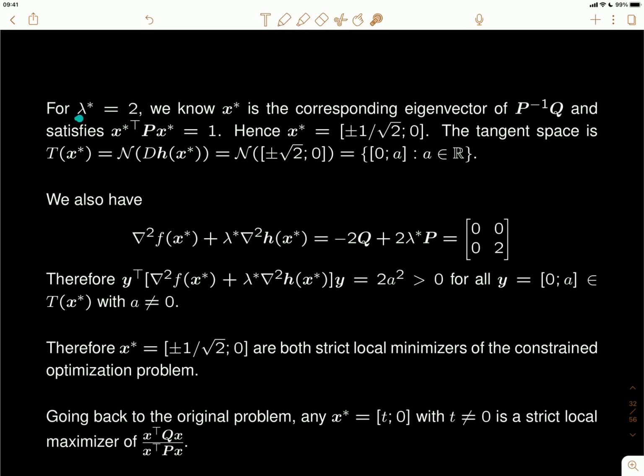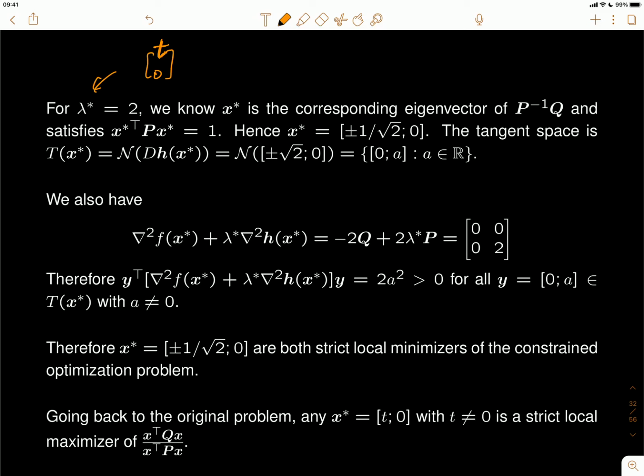So if lambda star equals 2, then x star is the corresponding eigenvector that satisfies this. Well, the eigenvector for lambda star is all these 1, 0s, right? Because lambda star equals 2, the eigenspace is spanned by this. So it is any vector with the first component arbitrary and the second component zero. Okay, so this is the eigenvector corresponding to lambda star.